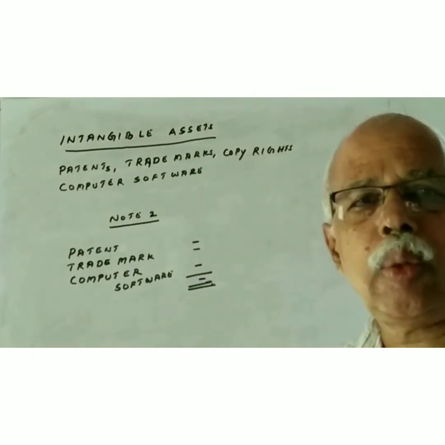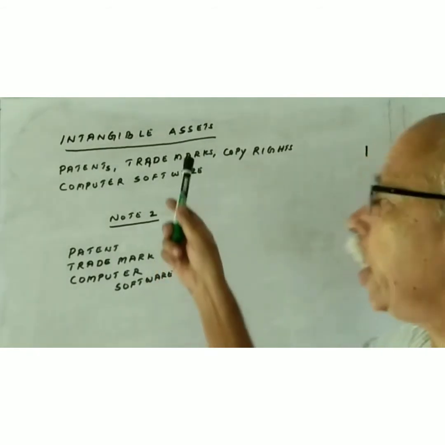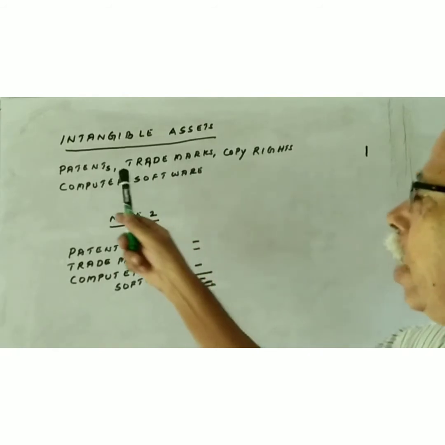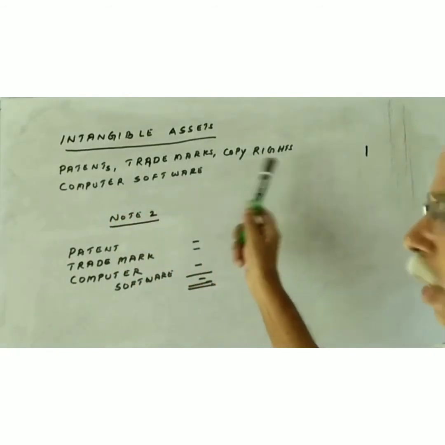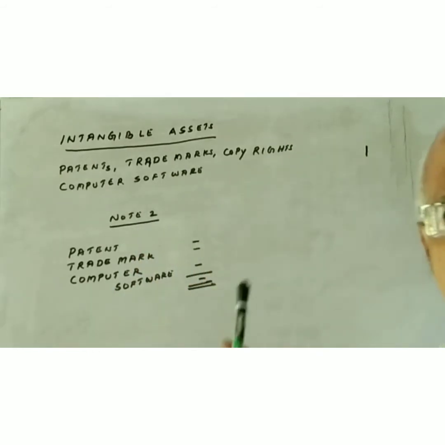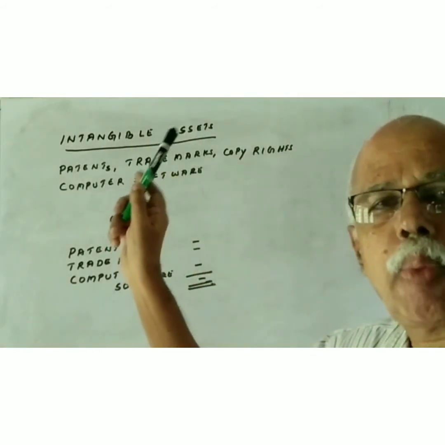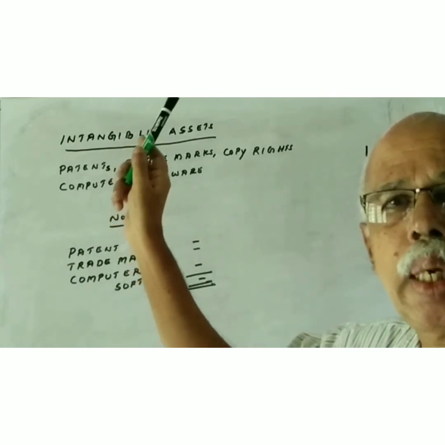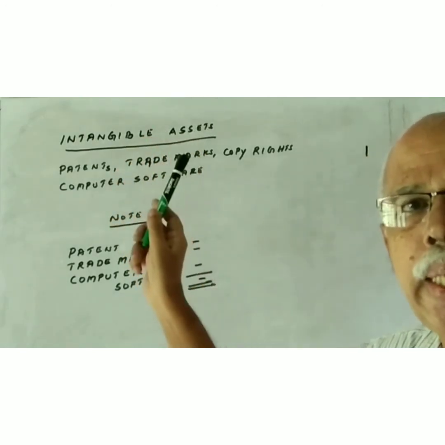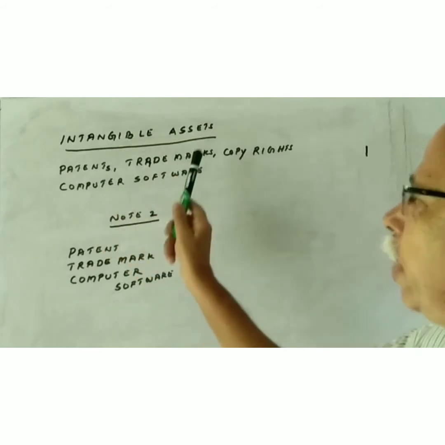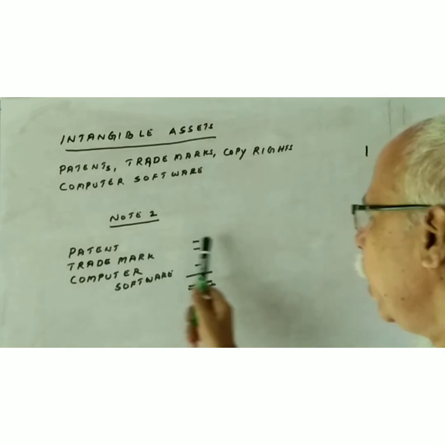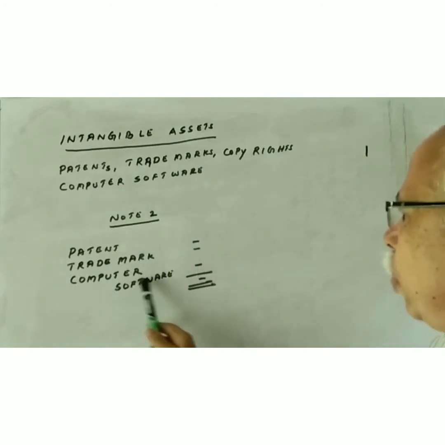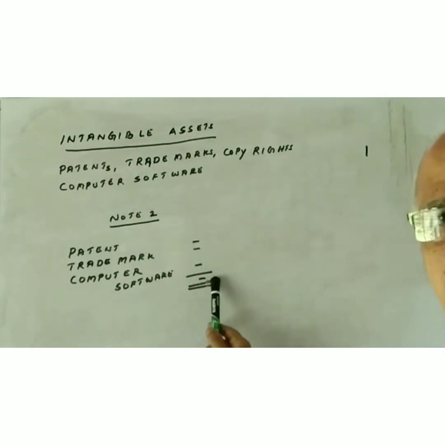Property, plant and equipment will be followed by intangible assets. They are mainly patents, trademarks, copyrights, computer software. The note on property, plant and equipment was note number 1. So quite naturally, note on intangible assets will be note number 2. They will show patent, trademark, computer software and total. This total will come in the balance sheet.